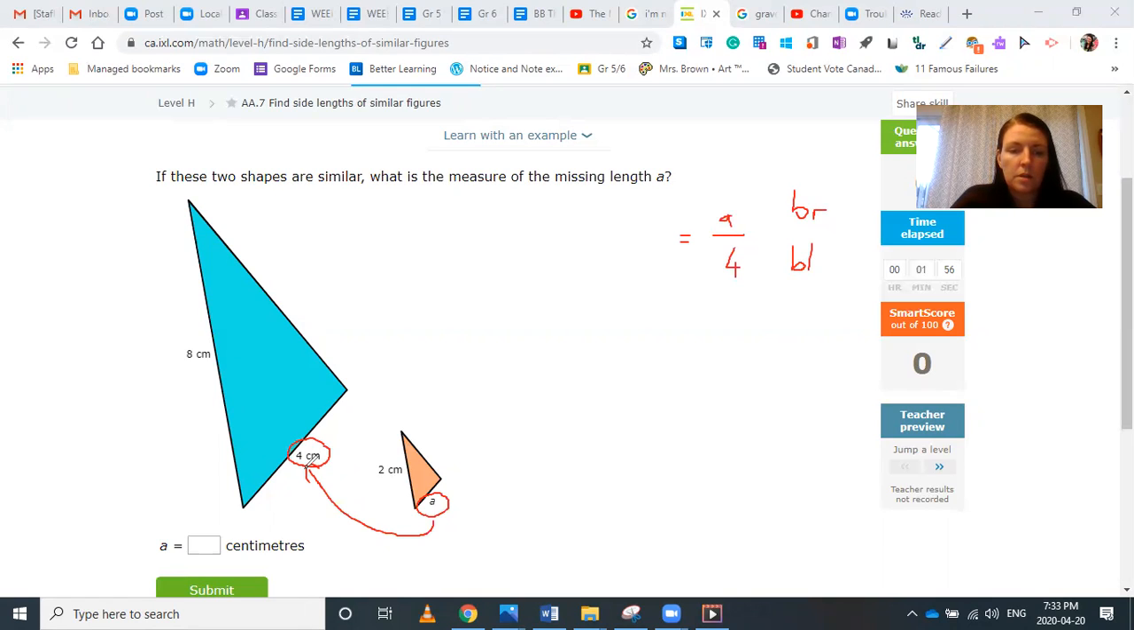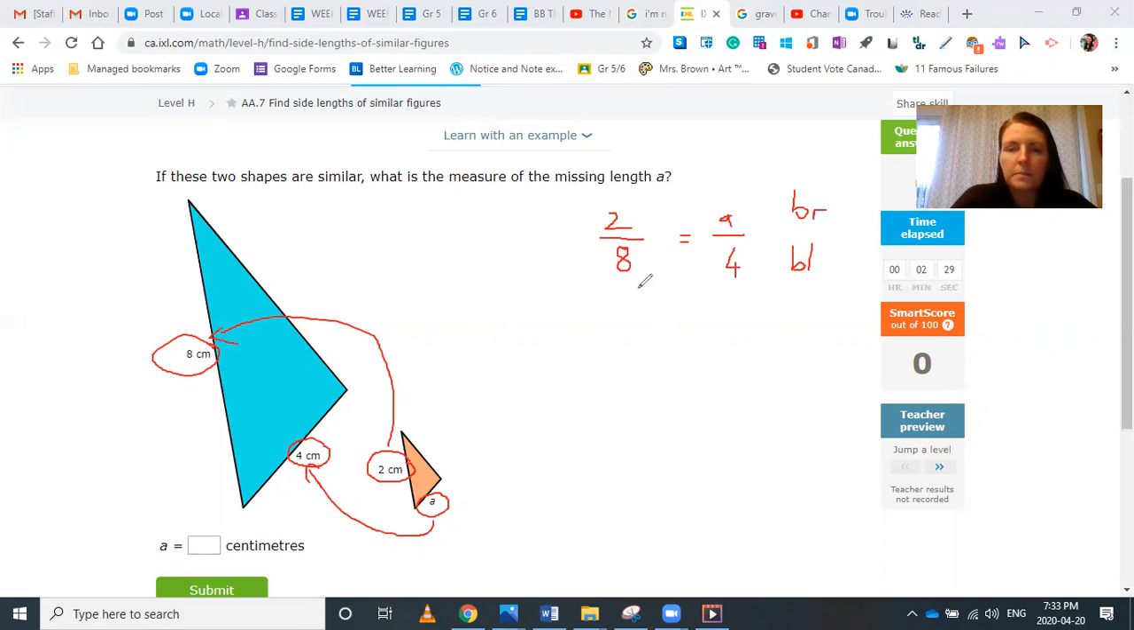If we've got the brown triangle on the top, then we've got to use the brown side on the top again. So we've got 2, and its corresponding side is this one over here. They're both on the same, in fact, they're actually parallel. So 2 over 8, using the corresponding side.